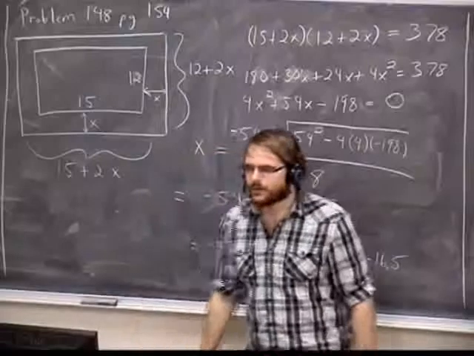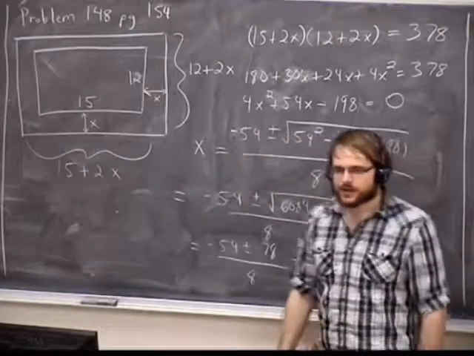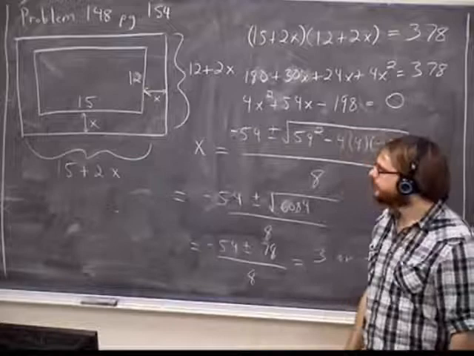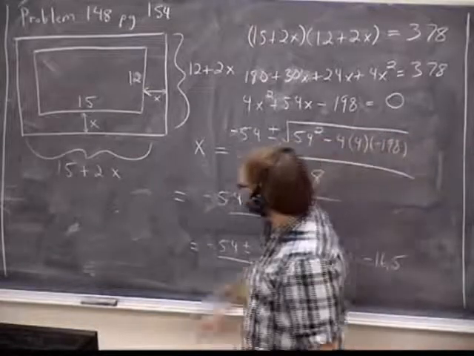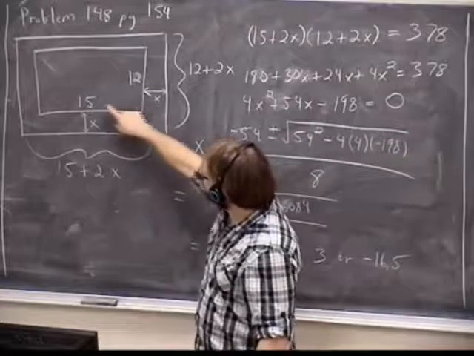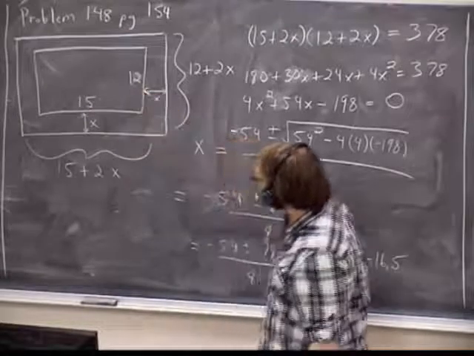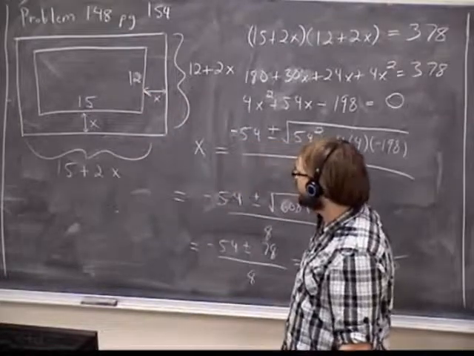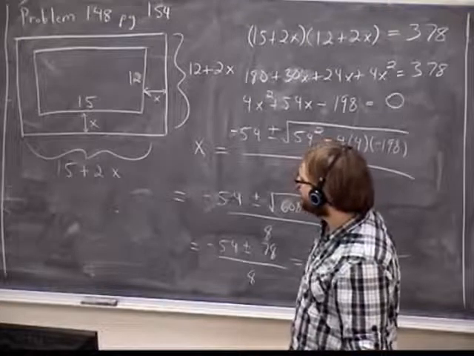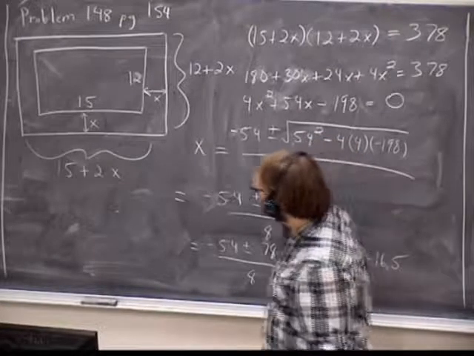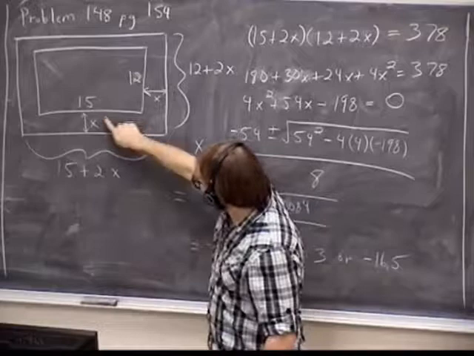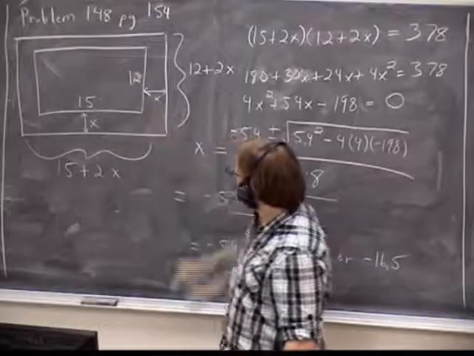Okay, I'm going to go over problem 148 from page 154 of the book. In this problem, you're building a community garden which is 15 feet long and 12 feet wide. You also want to build a path around the garden which is of uniform width. What that means is that this distance and this distance are the same.